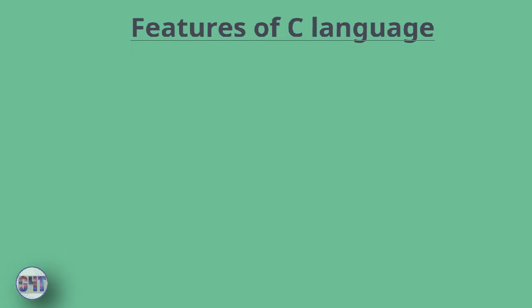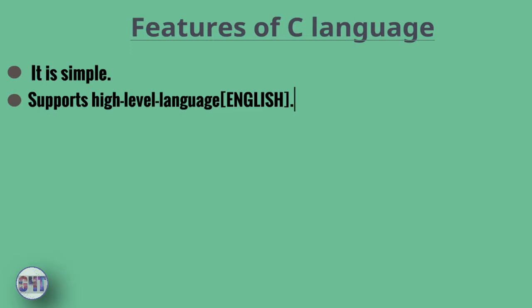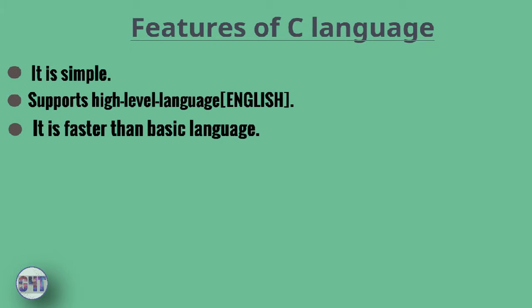Features of C language. First, it is simple. Simple on the basis of simple to learn, simple to code, or simple to understand the code. Second, it supports a high-level language, English. We can write code simply in English. Third, it is faster than BASIC language. Fourth, create your own function. We can create our own function.